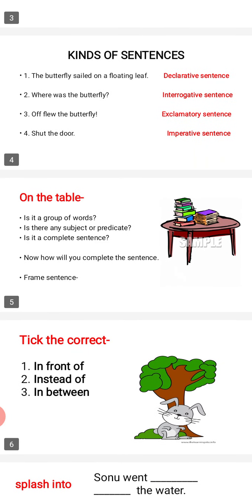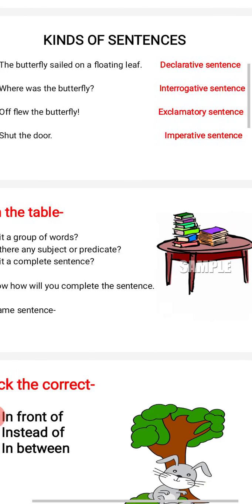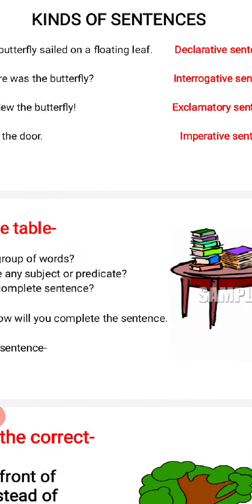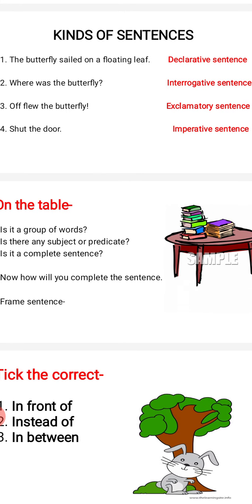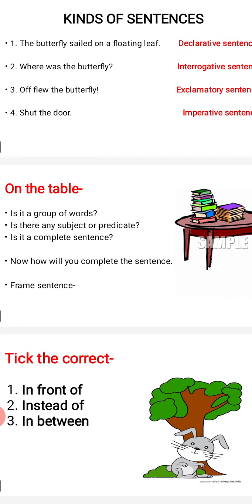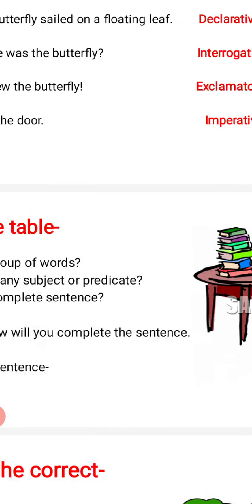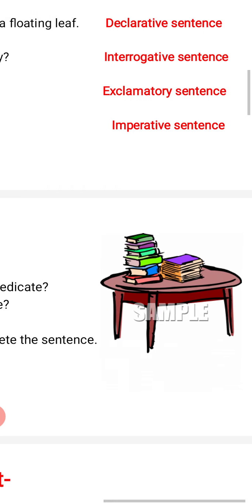Now let me tell you kinds of sentences. Simple sentences are called declarative sentence. Just like, the butterfly sailed on a floating leaf. Here first letter will be capital, T is capital, and at last you have put full stop. This is declarative sentence. Second is, where was the butterfly? W capital, WH question is there. Then at last we have put question mark.